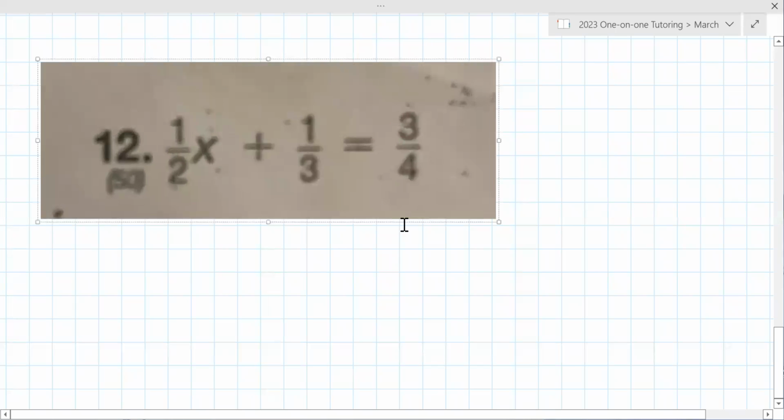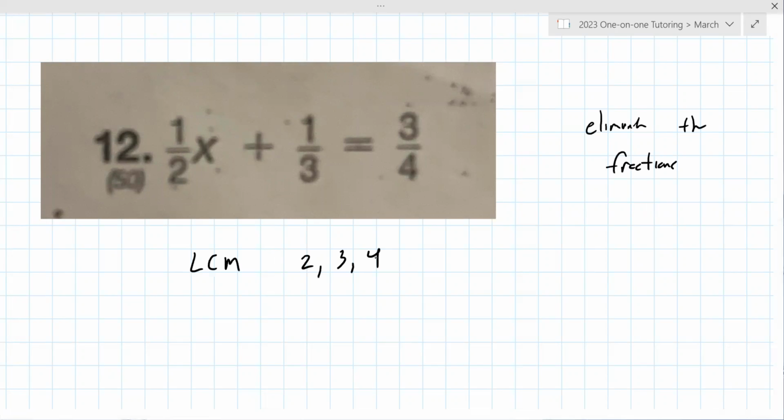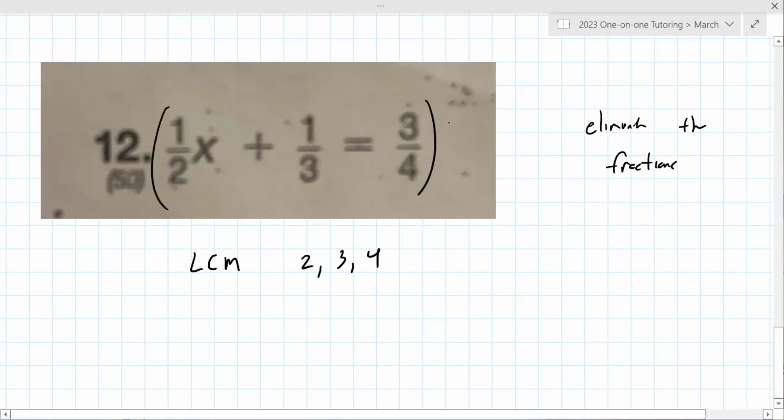All right. When I see a problem like 1/2 with fractions, I immediately want to eliminate the fractions. And to do that, you need the least common multiple. The least common multiple of 2, 3, and 4. Okay, got it. What is the least common multiple? It is 12. So you can multiply everything by 12.